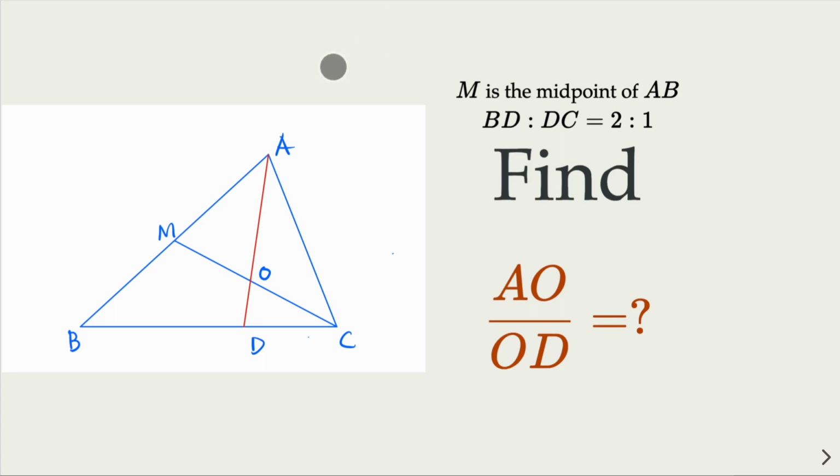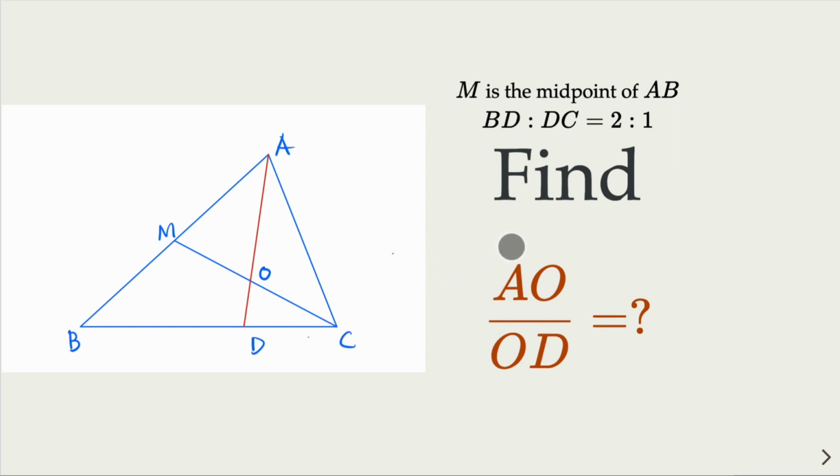We're going to look at the geometry problem today, and we have a triangle ABC where M is the midpoint here, D is at the position such that the BD over DC ratio is 2/1. And we try to find the ratio of the length AO over OD, that is, how does the median line CM cut the red line?